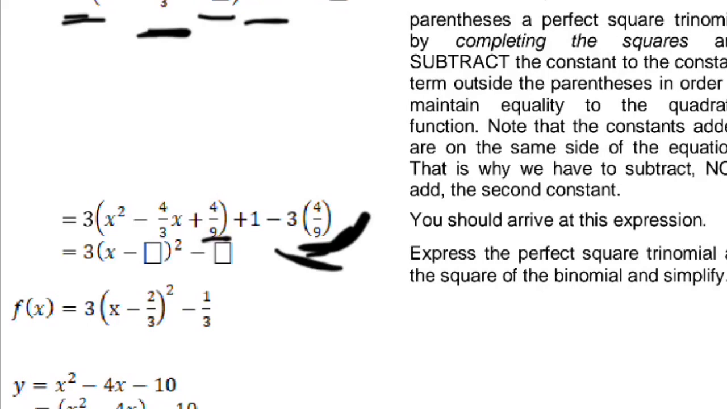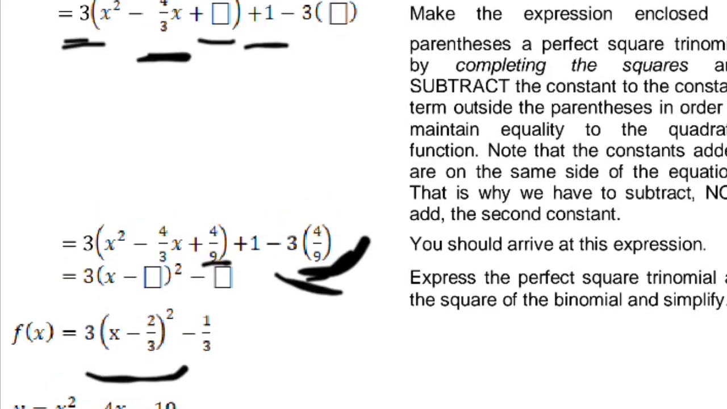So that is why you're going to have here 3 times the quantity of x minus 2/3 squared. Then solving here 1 minus 3 times 4 over 9. So cancel 3. This is divisible by 3. 3 and 9 divisible by 3. So you're going to have here negative 1 times 4 over 3. That will be negative 4 over 3.